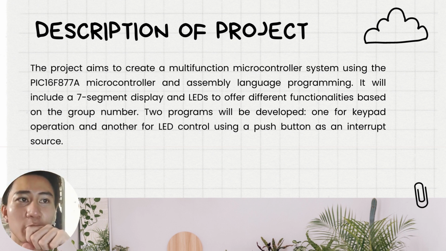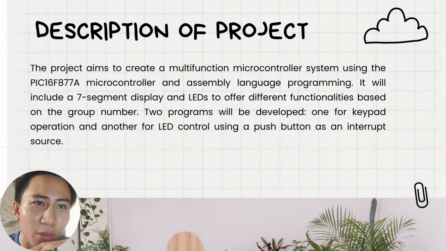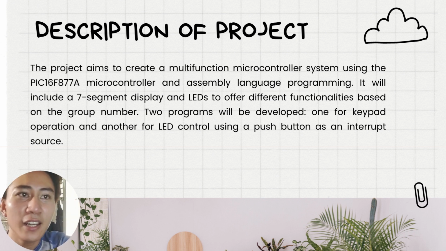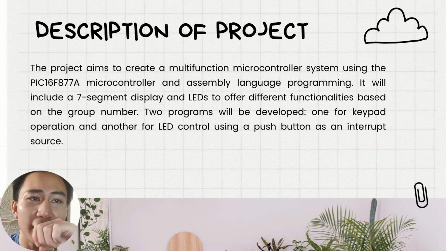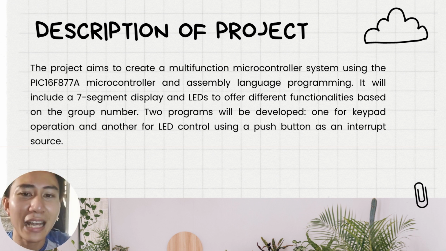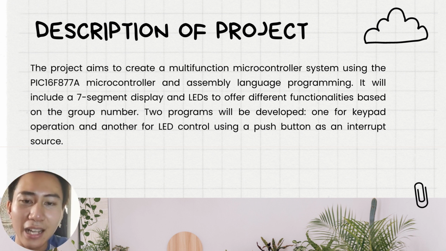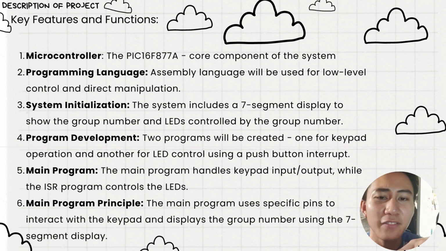Our project aims to create a multifunction microcontroller system using a PIC 16F877A microcontroller and assembly language programming. It will include a 7-segment display and LEDs to offer different functionalities based on the group number. 2 programs will be developed. The first one is for the keypad operation and the second one is for the LED control using a push button as the interrupt source. Next, I will explain the key features and functions in our system.